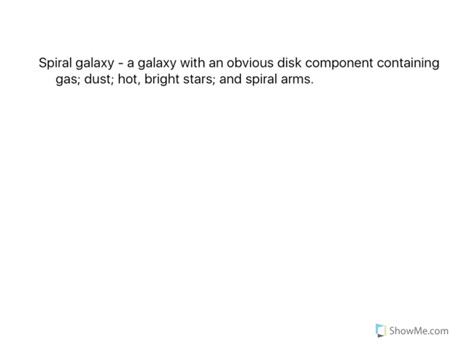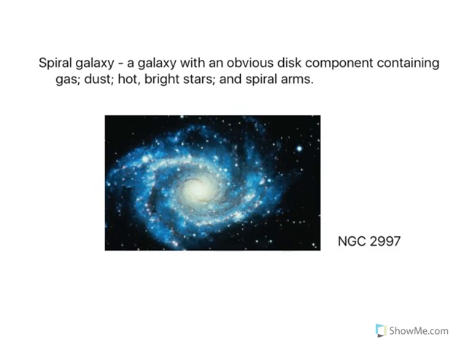Another classification is a spiral galaxy. A spiral galaxy has an obvious disk component containing gas, dust, hot, bright stars, and spiral arms. Here's an example from your textbook. The name of this spiral galaxy is NGC 2997, which is from the New Galactic Catalog, or NGC for short, and is the 2,997th object in the catalog.